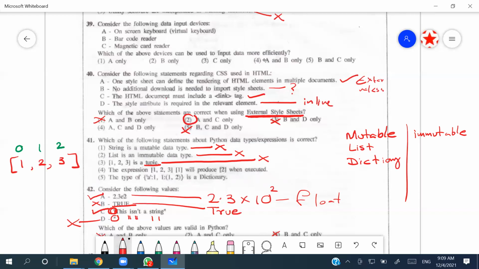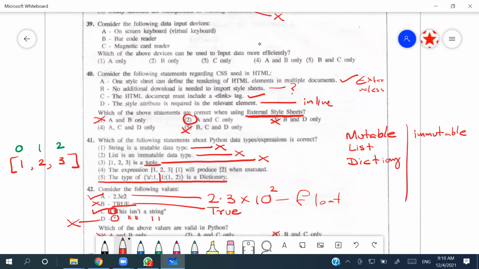Let's go with the fifth one. The type: A colon 1, 1 colon (1, 2). Yes, it's a dictionary. Now this is definitely a solid answer, right? So it has a key colon value, right? There are two items actually. So A is going to be the key, then 1 is going to be the value.